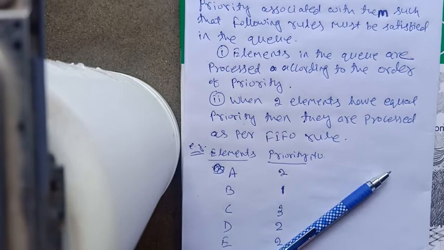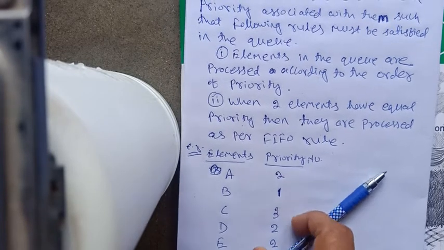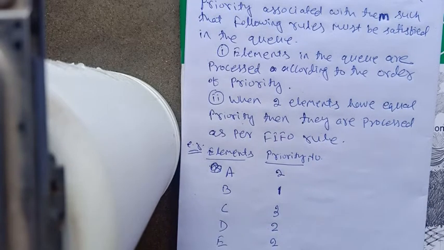Let me give an example, then you will understand the priority queue better. When we say priority value, what is it? A priority value means every element or every piece of data must be assigned a number. We call that number the priority number, and that number determines the importance, or gives the privilege, of an element.